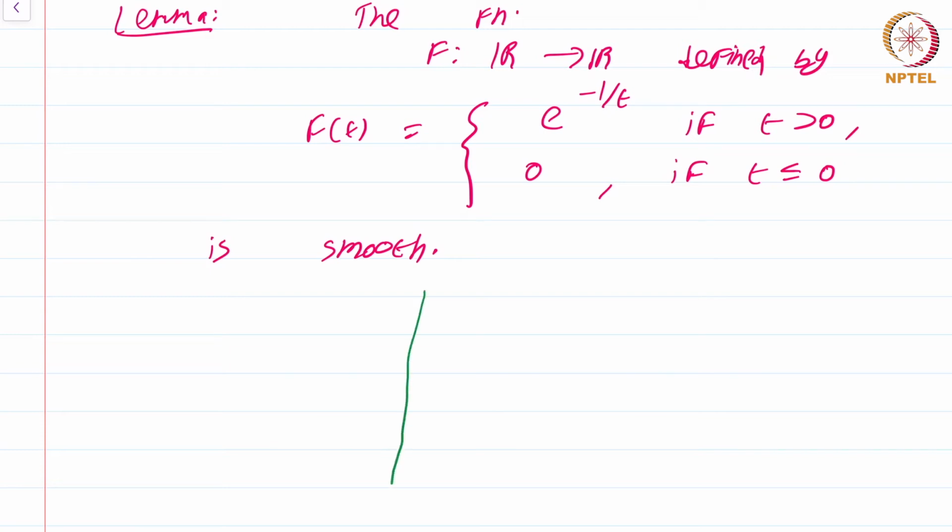I urge you to draw a picture of this function, will look something like this. In the negative axis, it's actually fully 0. It's just fully 0, but it is sort of infinitely flat at the origin. It attaches to this straight line that is nothing but the negative x-axis in a smooth way. So this function sort of becomes infinitely flat as you approach the origin from the right. Okay. Now, what is this function trying to tell us?